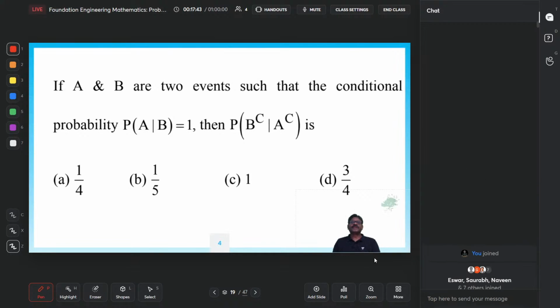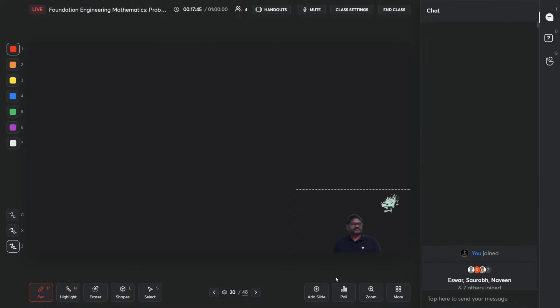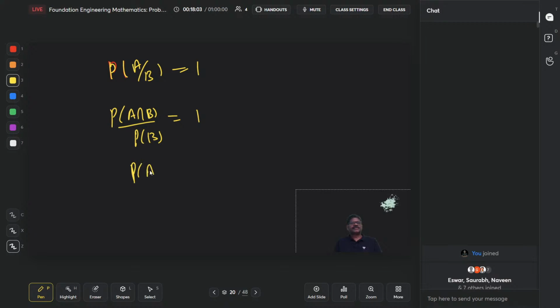Now, observe. Probability of A given B equals 1. Therefore, probability of A intersection B by probability of B equals 1. Therefore, probability of A intersection B equals probability of B.